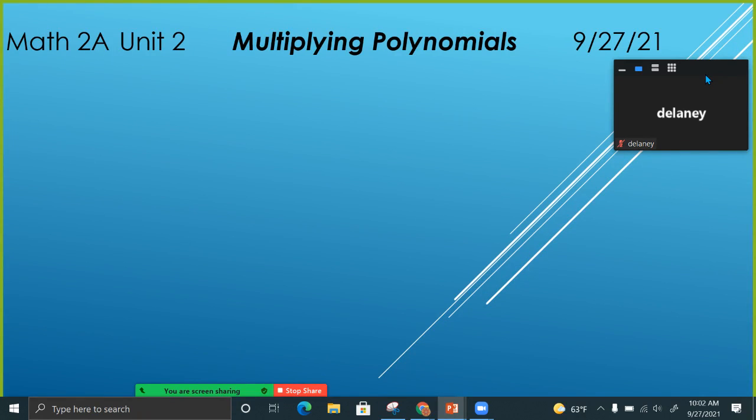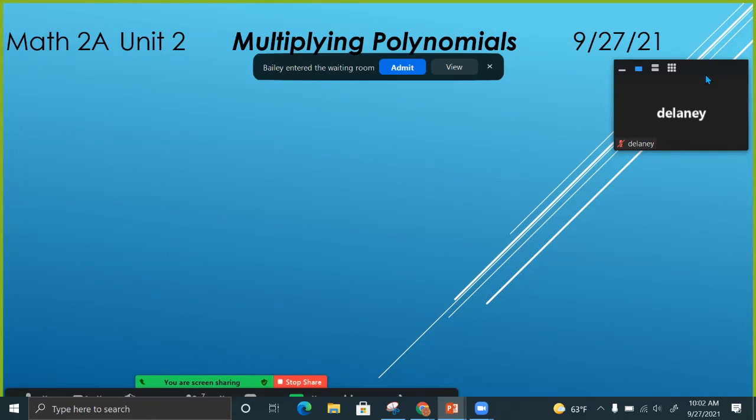Last week, we started looking at polynomials. We classified polynomials so we could know exactly what type we're dealing with. We talked about their degree. And then we also added and subtracted polynomials from each other.